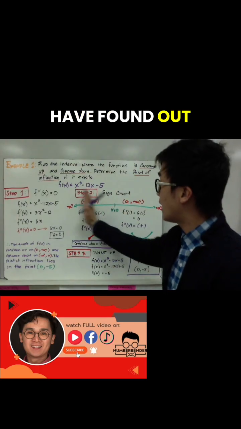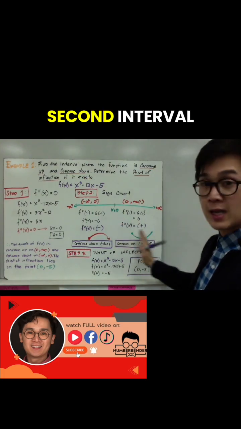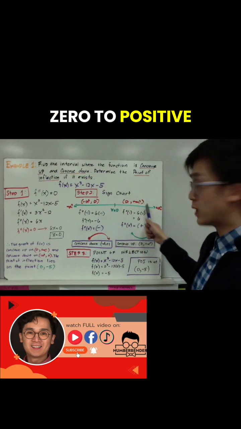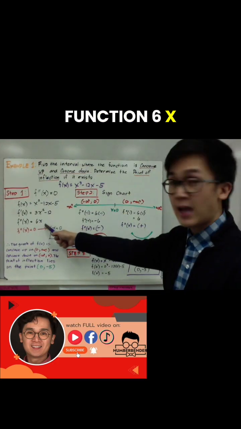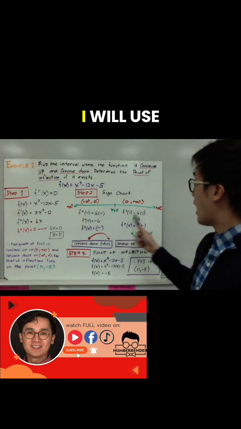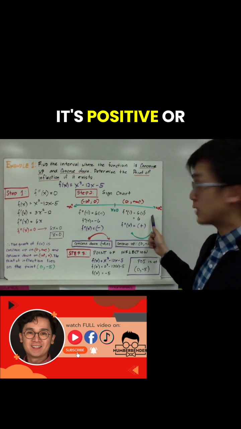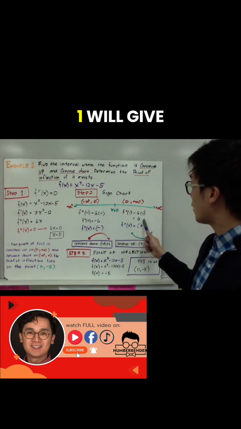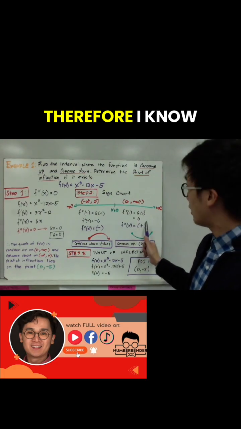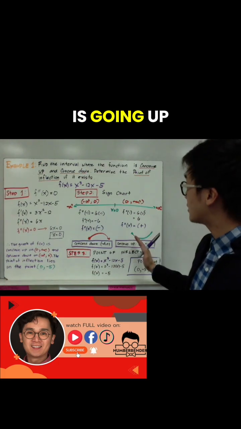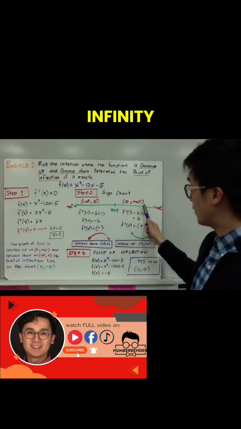Now that we have found out the concavity of my first interval, let's find the concavity on my second interval, which is from 0 to positive infinity. Using the same function, 6x, which is the second derivative, I will use positive 1 in this function to check whether it's positive or negative, and 6 times 1 will give me positive 6, which is a positive number. Therefore, I know that my concavity is going up from this interval 0 to positive infinity.